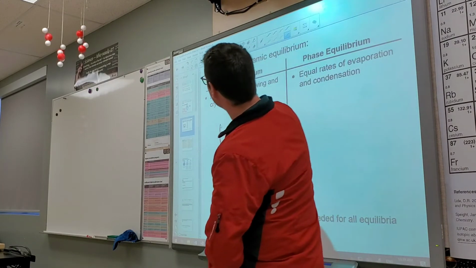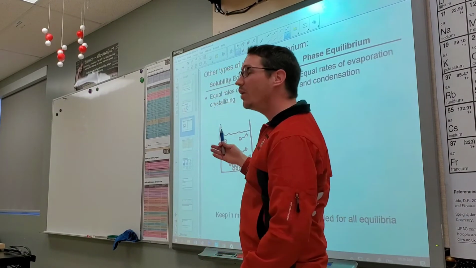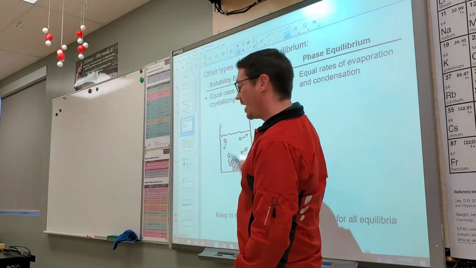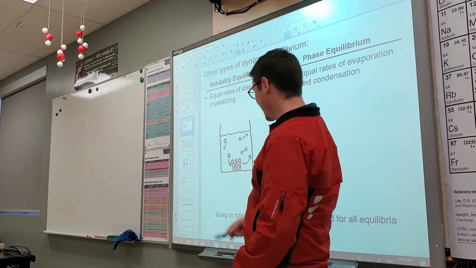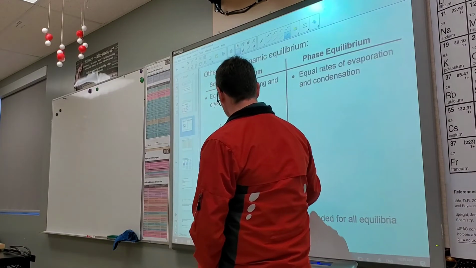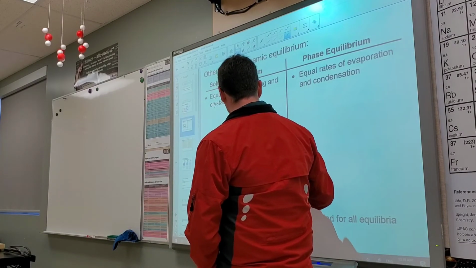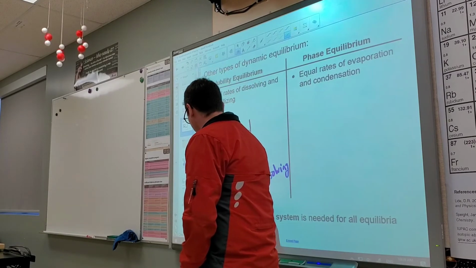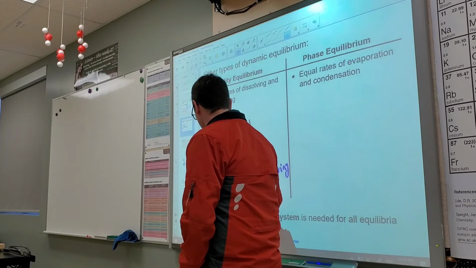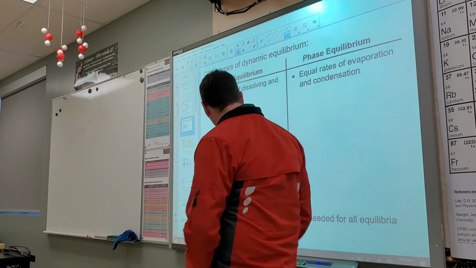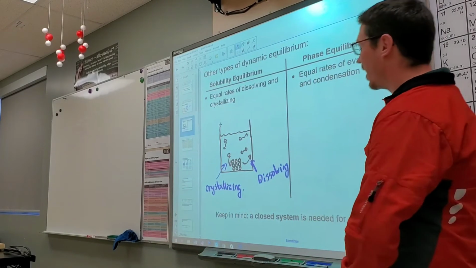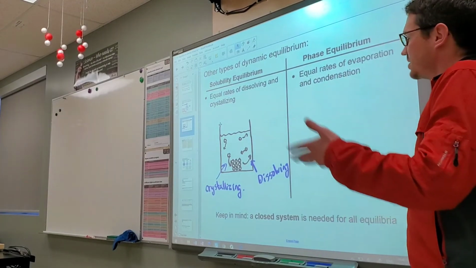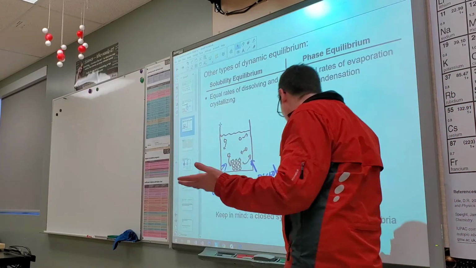So this is a solubility equilibrium. Can you understand how this substance is dissolving and crystallizing at the exact same time? So this process is dissolving, and this process is crystallizing, and they're happening at the exact same time, but we're maintaining equilibrium. The crystal isn't getting bigger, it's not getting any smaller.